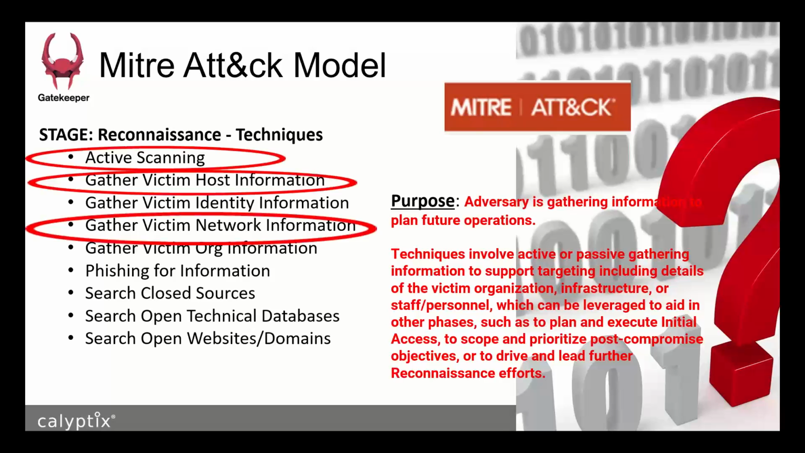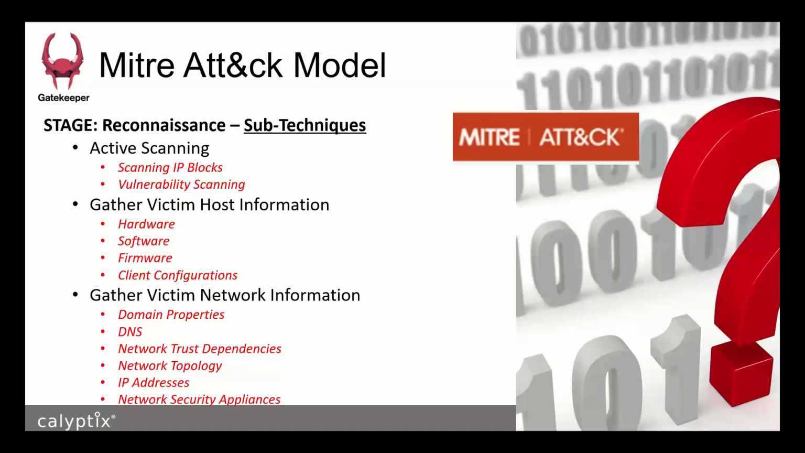So in terms of the GeoFence tool, again, it's going to stop active scanning, host information gathering, and network information gathering. Those techniques actually have sub-techniques. For instance, active scanning includes IP blocks or vulnerability scanning. Host information includes data about the hardware, the software, the firmware, and even the client configuration on the device.